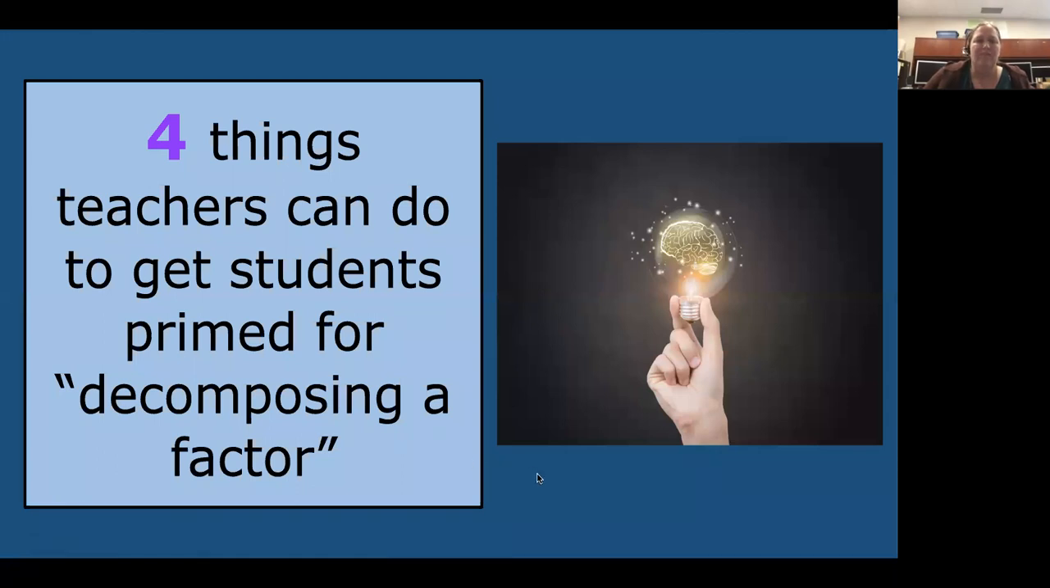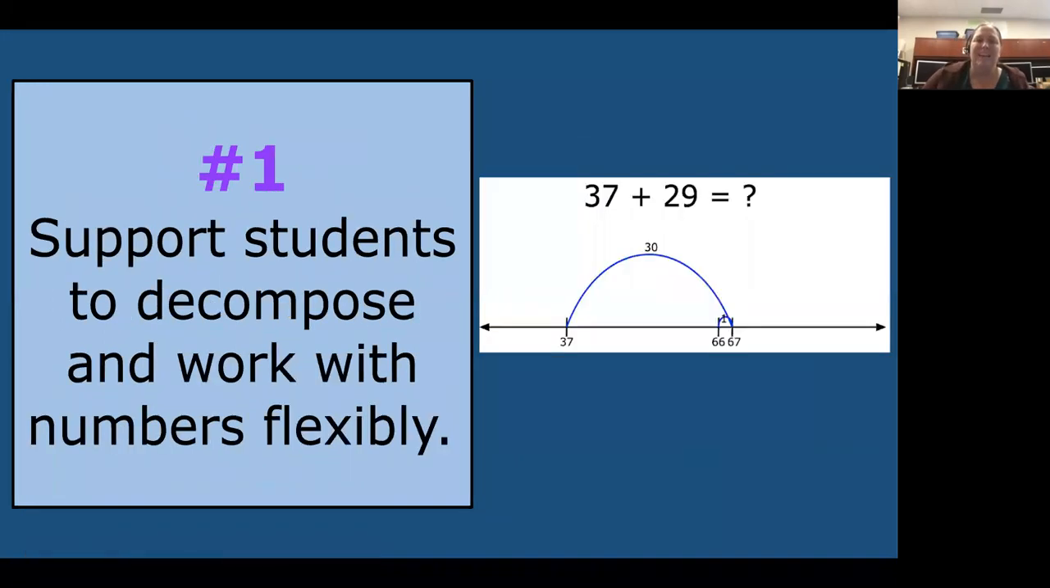So, 4 things teachers can do to help get students primed for decomposing a factor. We've seen some of them already, but I thought we could wrap up with looking at them again. Number 1, support students to decompose and work with numbers flexibly. This is an addition context here. Students can't decompose in multiplication if they can't do it in addition first. So they have to be able to decompose those numbers flexibly.